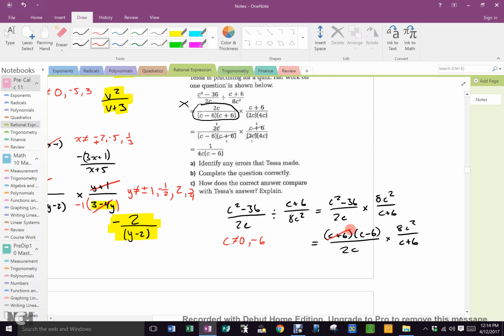Now let's do our canceling. Gone, gone. 2 is going to become 1, 8 is going to become 4. One of those C's is gone. So I'm left with 4c, c minus 6, because only one of those C's was gone. 4c, c minus 6, and then it's done. So, see, you've got it right there. There's the answer. But why is it reciprocated? Because she reciprocated the wrong one at the beginning.